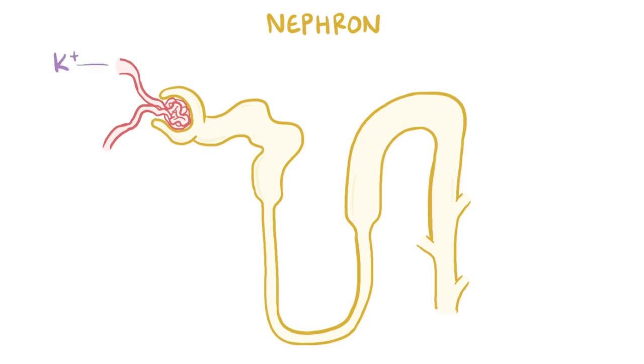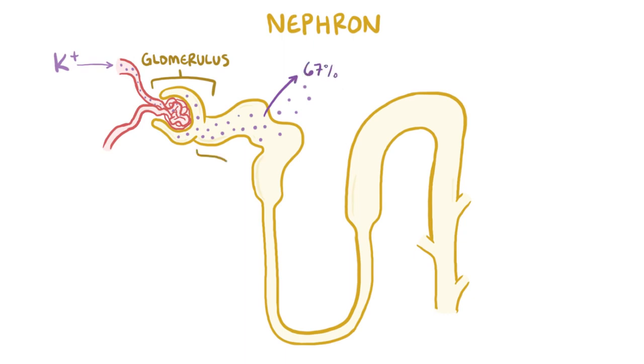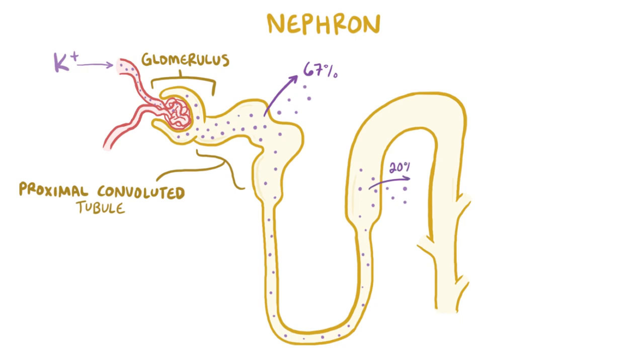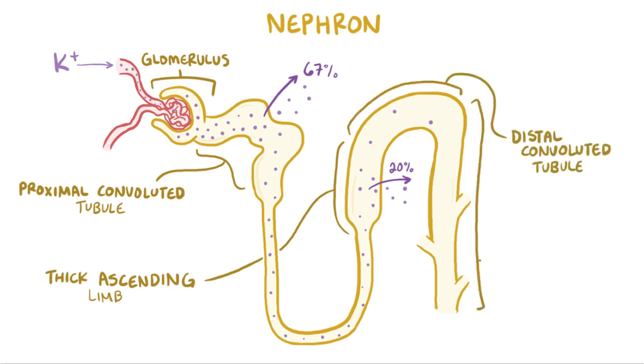First off, potassium is freely filtered from the blood into the urine at the glomerulus. After that, about 67% is reabsorbed in the proximal convoluted tubule, and an additional 20% is reabsorbed in the thick ascending limb. And that leaves about 13% of the initial amount, right? And at this point, the distal tubule and collecting ducts of the nephron can either reabsorb or secrete potassium depending on what the body needs.